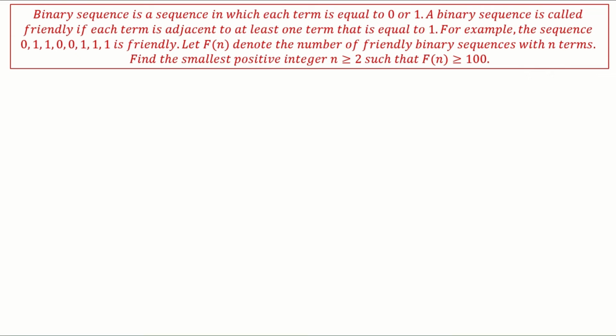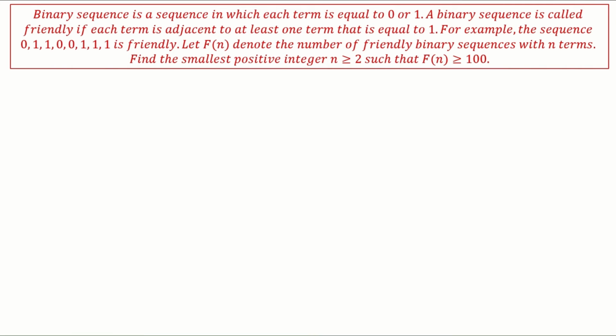For example, the sequence given here is friendly because this 0 has one adjacent one, this 0 has one adjacent one, this one has an adjacent one, this one has two adjacent ones, this one has one adjacent one. So this is what is defined as a friendly sequence. Let f of n denote the number of friendly binary sequences with n terms.